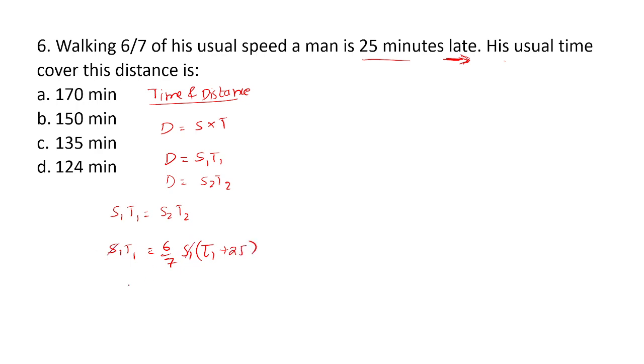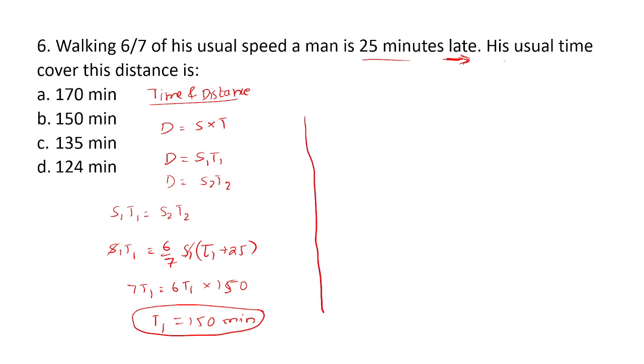S1 will cancel. So here 7 T1 equals 6 into T1, which is 6 T1, plus 25 into 6, which is 150. That's it. So 7 T1 minus 6 T1 is nothing but T1. T1 is 150 minutes. That's it. Very simple school level maths. Clear? There is one more way, guys.